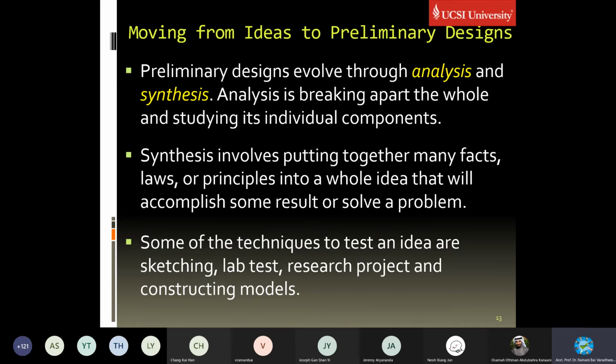First step, a few steps, and then synthesis involves putting together many facts, laws, or principles into a whole idea that will accomplish some results or solve a problem. See here, there are two terms used: analysis, breaking apart a whole and studying its individual components, and synthesis, which involves putting together many facts, laws, or principles into a whole idea that will accomplish some results or solve a problem. Synthesis may be a part of analysis.